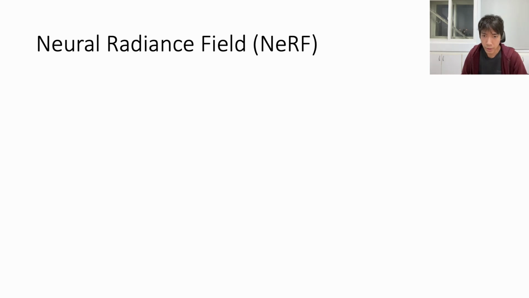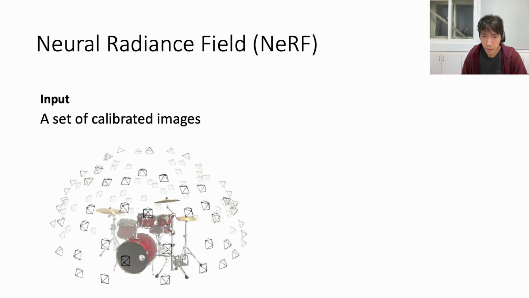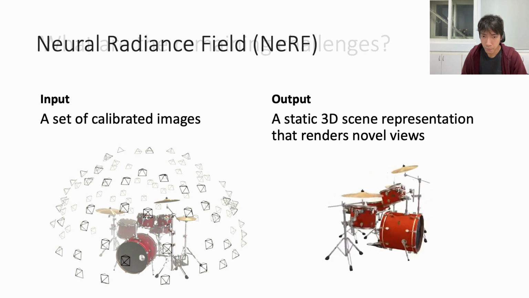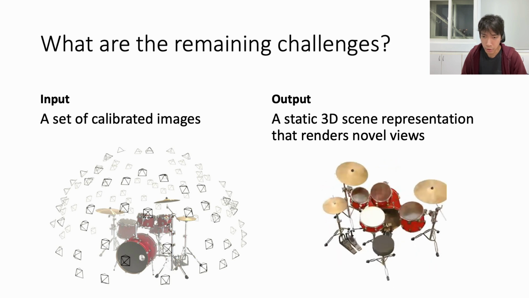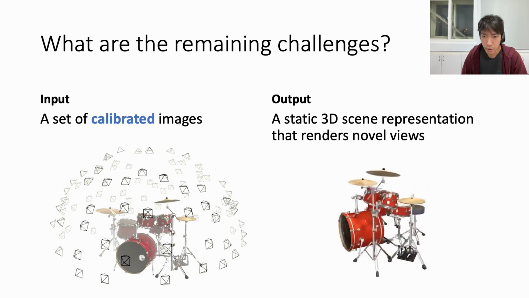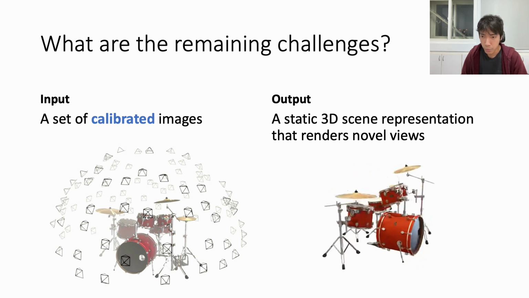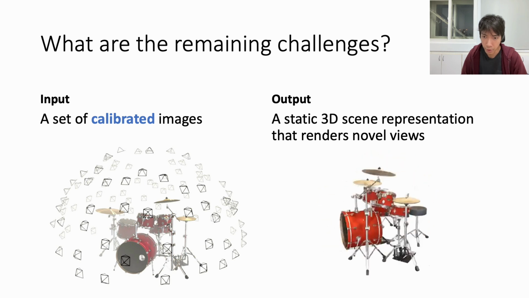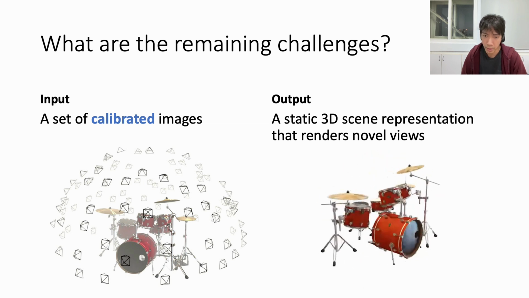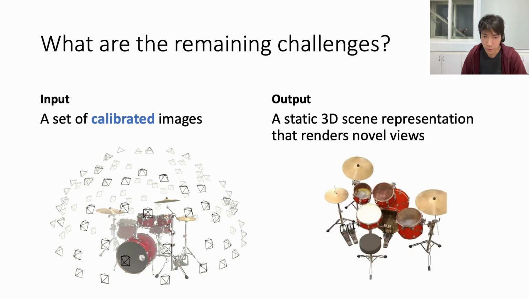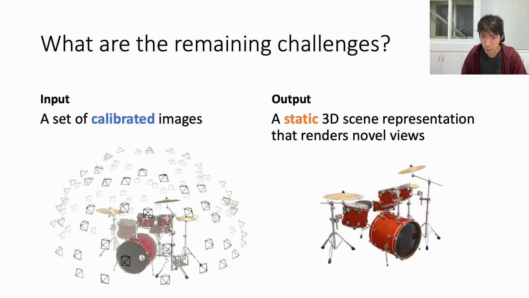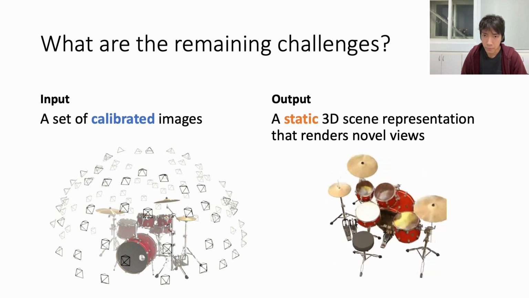So first of all, what is neural radiance field, NeRF? Taking a set of calibrated images as input, NeRF is a static 3D scene representation that can render novel views. So what are the remaining challenges of NeRF? First, you need the calibrated images, which means you need to know the camera poses. Acquiring accurate camera poses is very challenging, especially when we deal with in-the-wild casually captured videos. Second, NeRF assumes the scene is static, which is impractical in real-world videos.